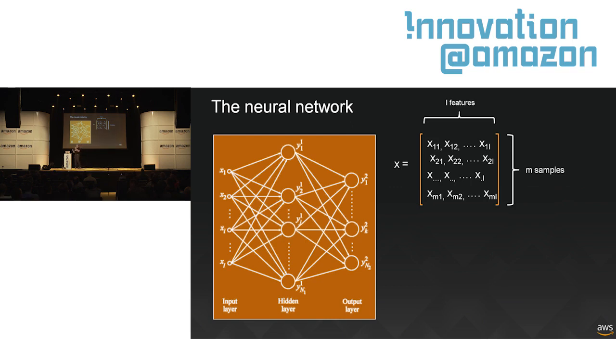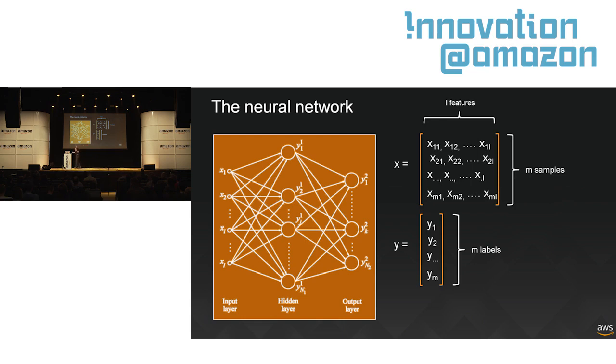Okay, so I will have M samples. So each line is a sample. And each sample has L features. And for the output layer, we need to have that Y matrix, which contains the exact value that we're expecting for each sample.